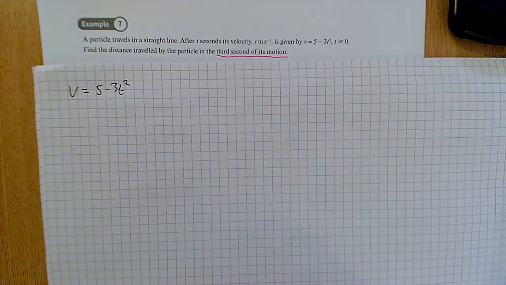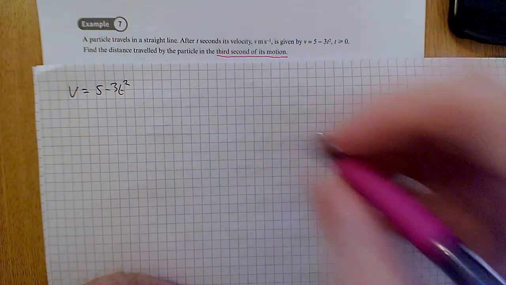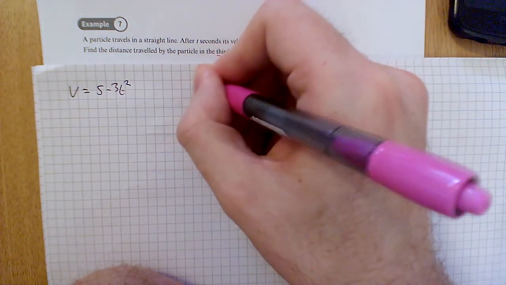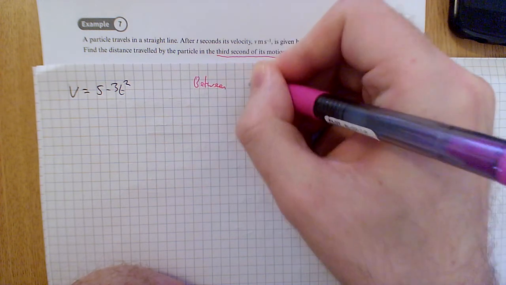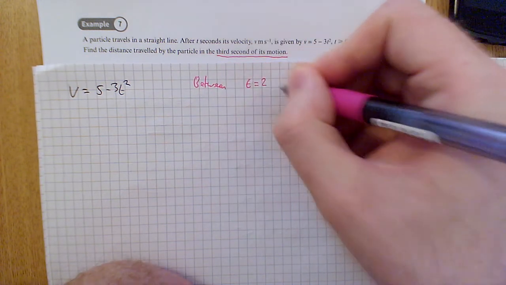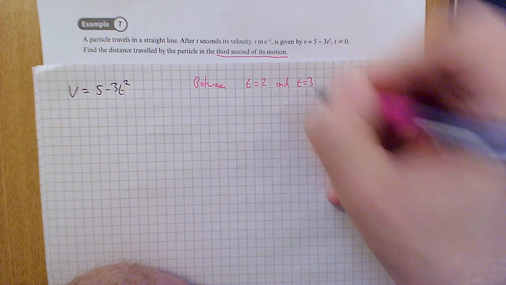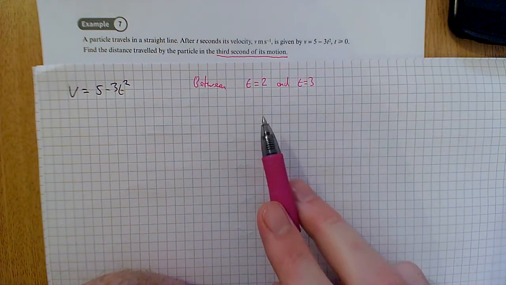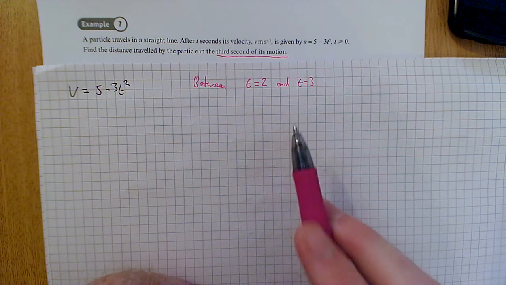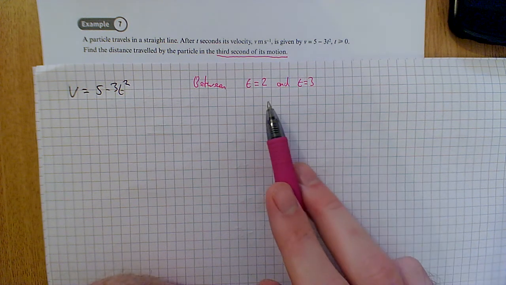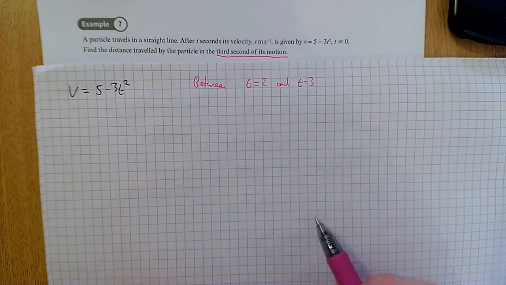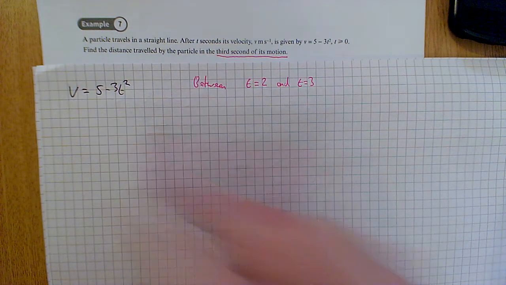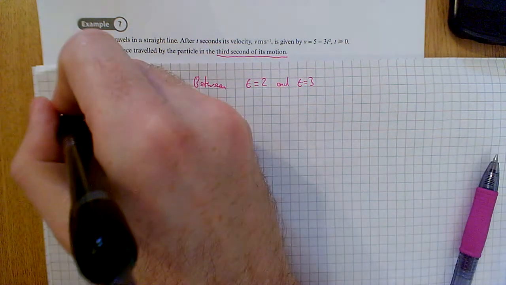So the third second is between the end of the second and the end of the third second. So the third second of motion is between the point t equals 2 and t equals 3. You can think of it by starting from the first second. The first second is from time 0 to time 1. The second would be time 1 to time 2. And the third second is t2 to t3. So all we need to do is find the displacement by integrating the velocity.